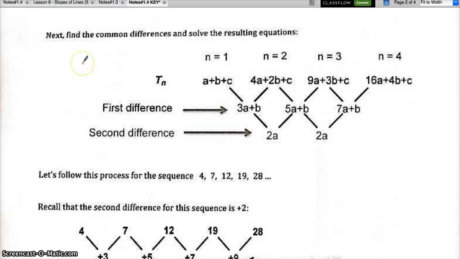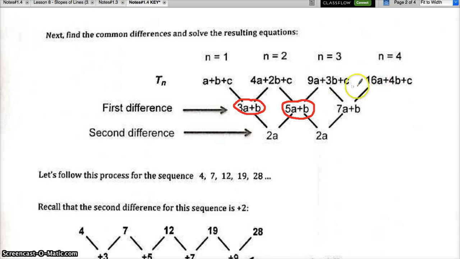Our next thing we need to do is to calculate what our first and second differences are. So if we were to subtract 4a plus 2b plus c minus a minus b minus c, our first difference would be 3a plus b. If we were to subtract our second term from our third term, 9a minus 4a, we would get 5a. 3b minus 2b, we would get b, and c minus c, there wouldn't be anything. So our first difference between the first two terms is 3a plus b. Our first difference between the second two terms is 5a plus b.